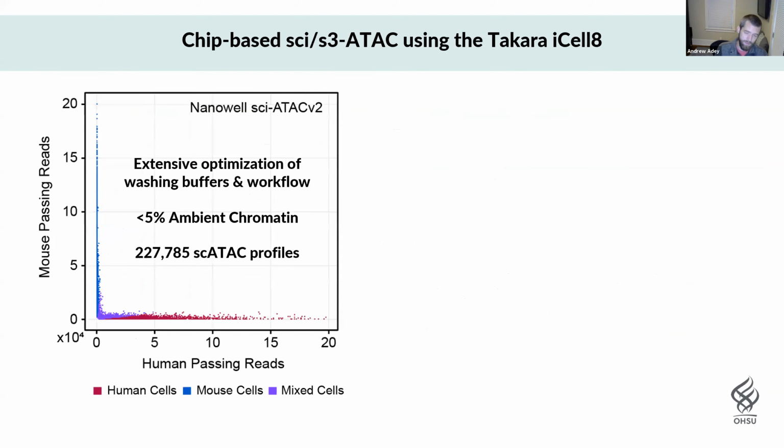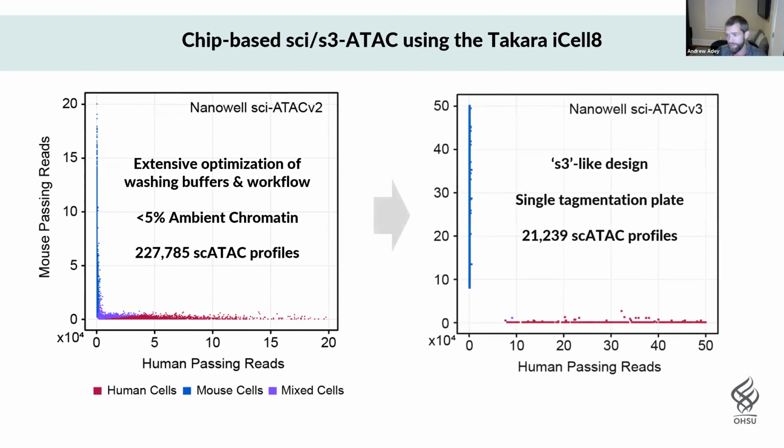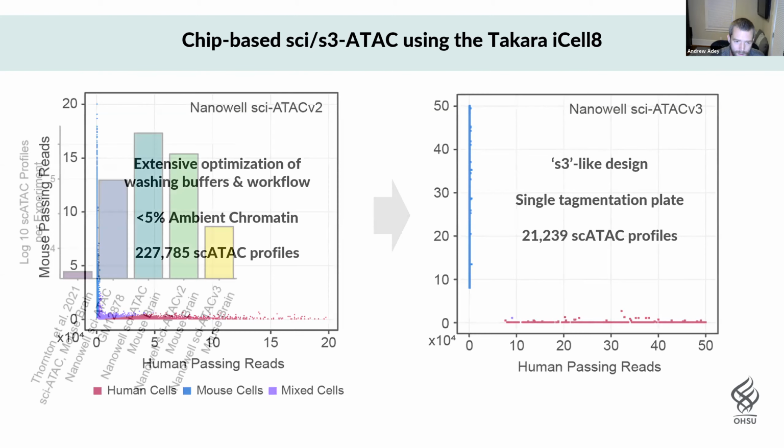So we did extensive optimization over about a year, and we're able to get that down below the 5% level. With the extra washing, we lost some cells, but we were still around 225,000 single cell ATAC profiles. And then we've actually also extended this to a design that's similar to S3, and it's even cleaner, though the throughput is a little lower, though I think we can improve that pretty readily.